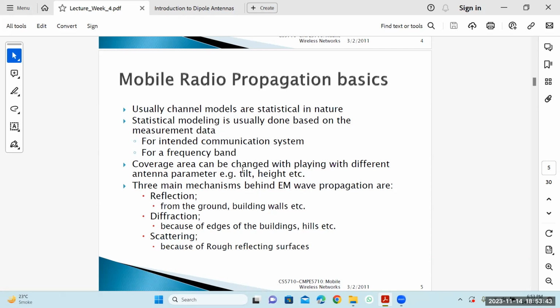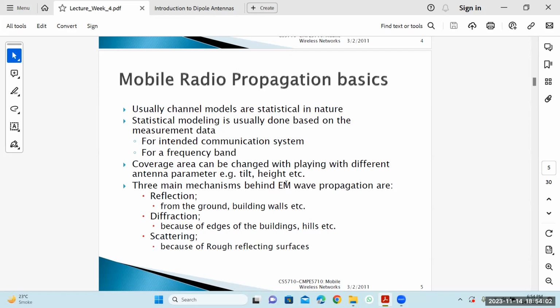When we say coverage area, the coverage area can be changed by playing with different antenna parameters, for example, tilt, height, etc. For example, if there's an antenna installed and you just tilt it, the coverage area can get changed.